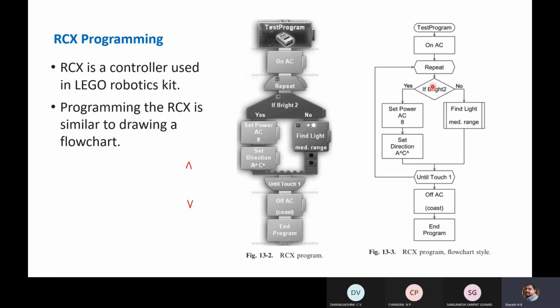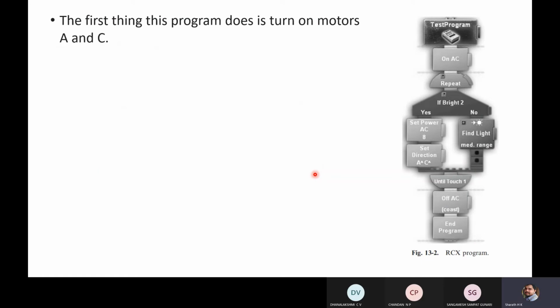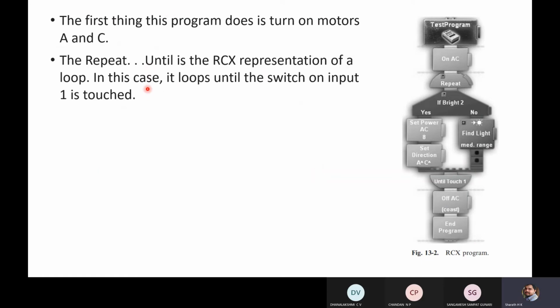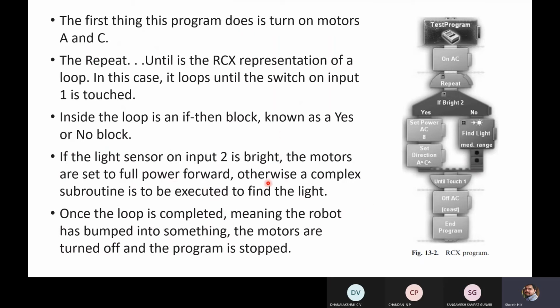If the sensor is not able to detect light, then a subprogram will be executed in order to find the path in which there is light. Next, when the robot encounters an obstacle, the motors will be switched off. That means the robot will stop at that particular location. That is the end of the program. Same thing, you can go through these points, whatever I have explained, summarized in these points.